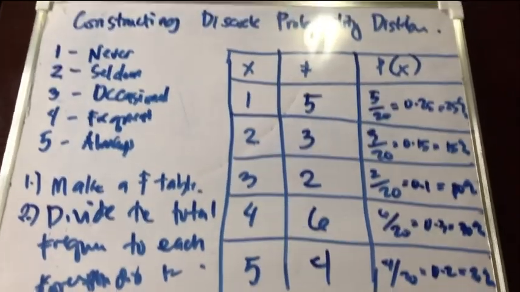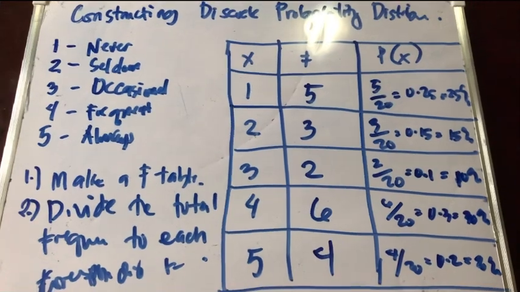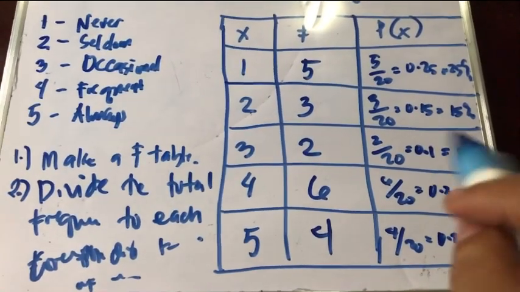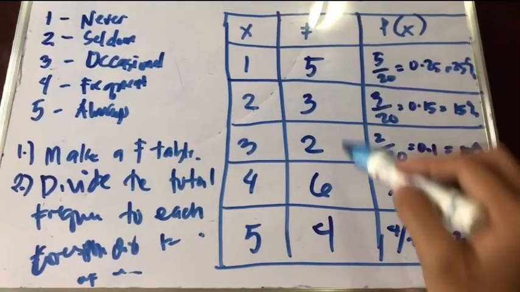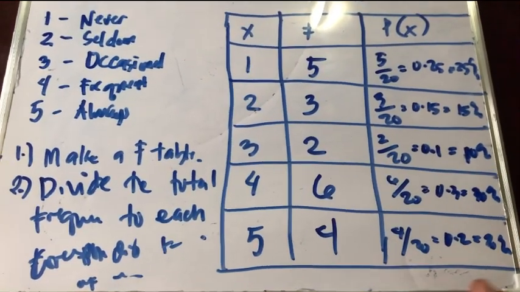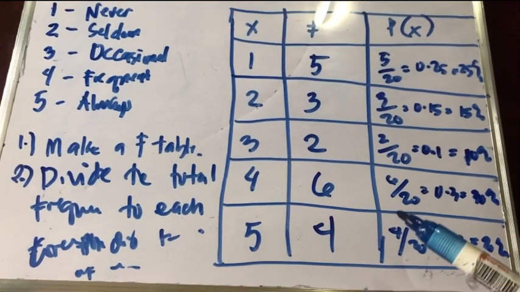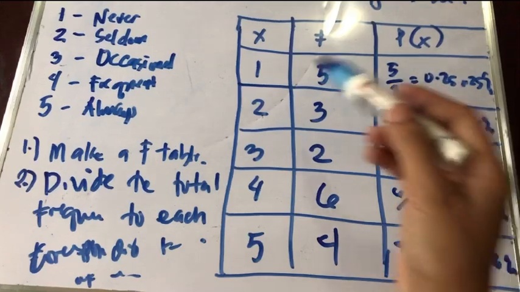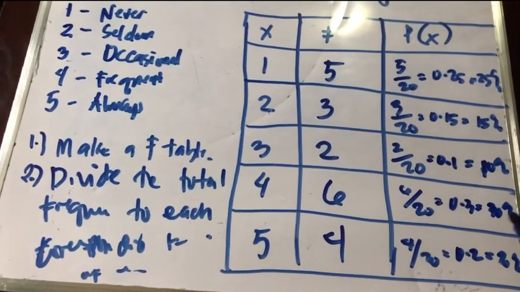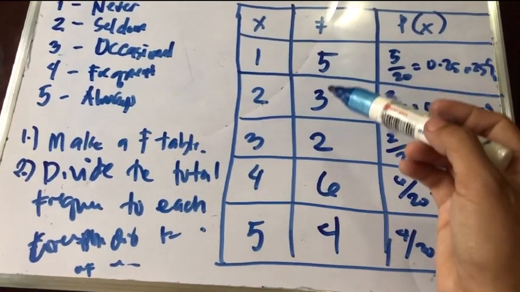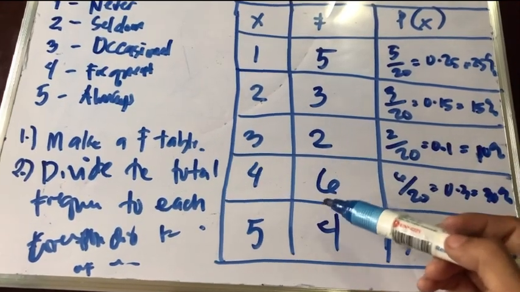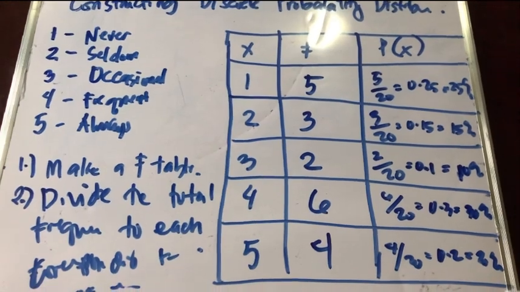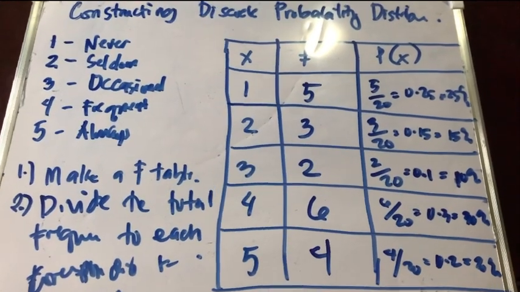There are only 2 steps in constructing a discrete probability distribution. The first one is to make a frequency table. Here it is. The second one is to get the probabilities of each random variable, and that is by dividing each frequency of each random variable by the total frequency. Let's check if this one is a discrete probability distribution.